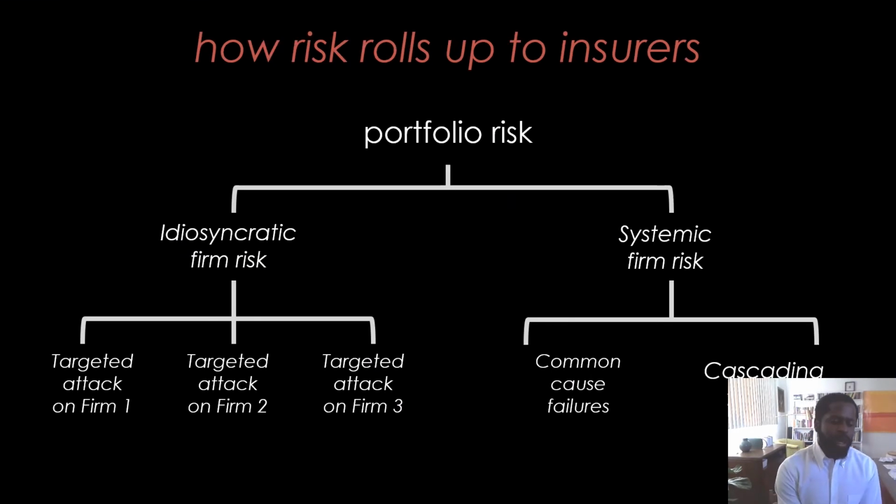And now, where we first started doing this research was focused on the risk to insurers and looking at how this then rolls up into the portfolio risk for insurers. So of course there are the idiosyncratic firm risks, which is a series of different firms targeted by independent attacks, as we just said. But then there's the more systemic ones, which are the common cause failures and the cascading failures, which could drive large portfolio losses. And so our goal then is to understand in more detail how these risks could play out and how large they could be and actually be able to model them.